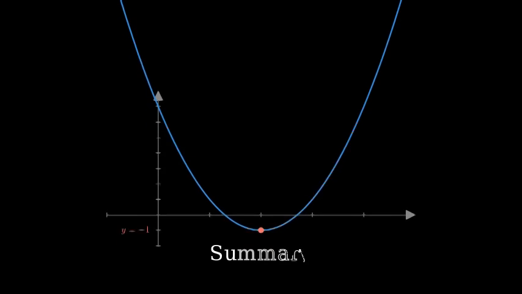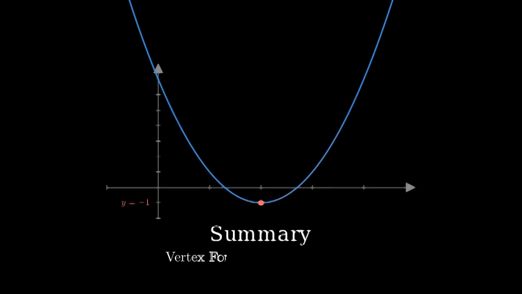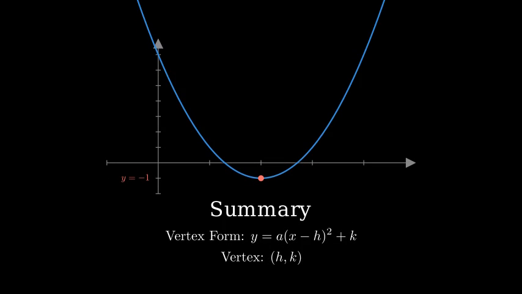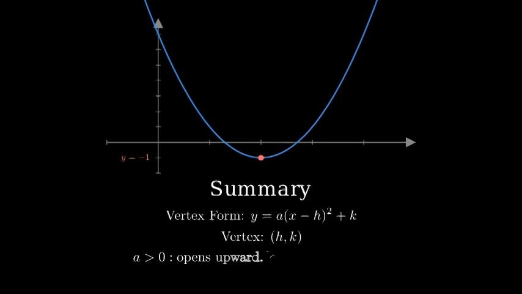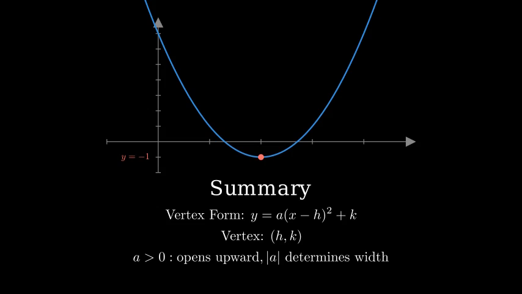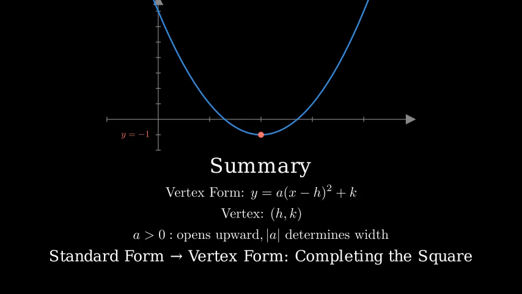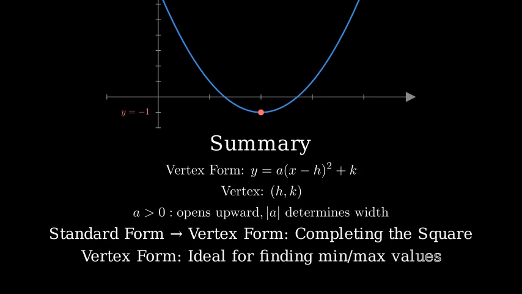1. To summarize what we've learned today, the vertex form of a quadratic equation is y equals a times (x minus h) squared plus k. The point (h, k) directly gives us the vertex of the parabola. The coefficient a determines the opening direction and width of the parabola. We can convert from standard form to vertex form using the completing the square method. The vertex form is especially useful for finding minimum or maximum values.